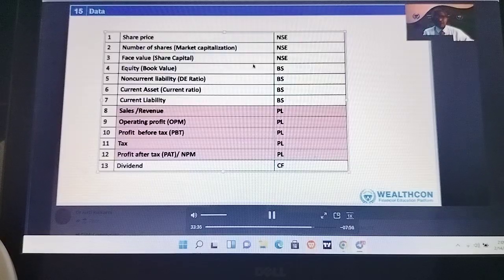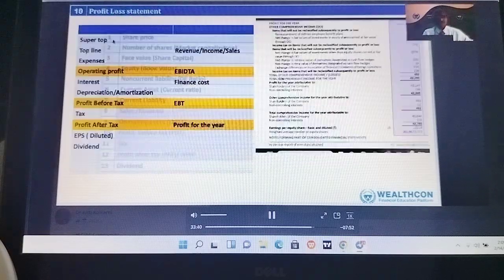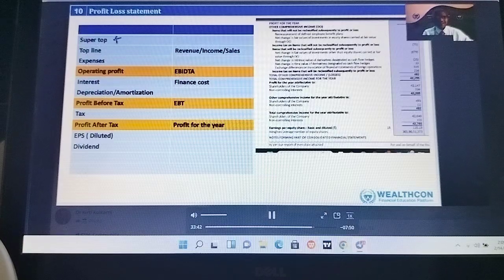How to calculate PBT? Okay, let's calculate PBT. Take the pen and paper. This is the super top. Super top is where some companies use the number of customers for the valuation, to show how big the company is.